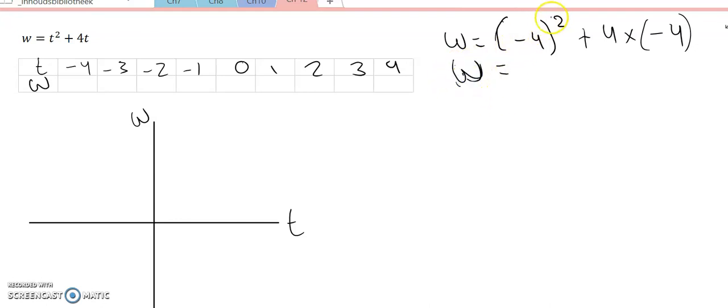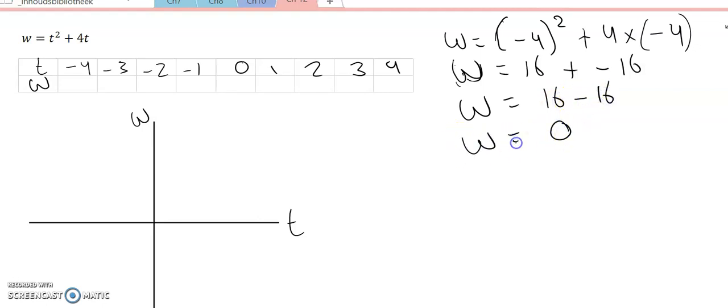W is -4 times -4, that is 16, plus 4 times -4, that would be positive times negative, that would be negative, so -16. If you still remember that the plus and the minus next to each other, that is the same as minus. So actually it says 16 minus 16, so W is 0.